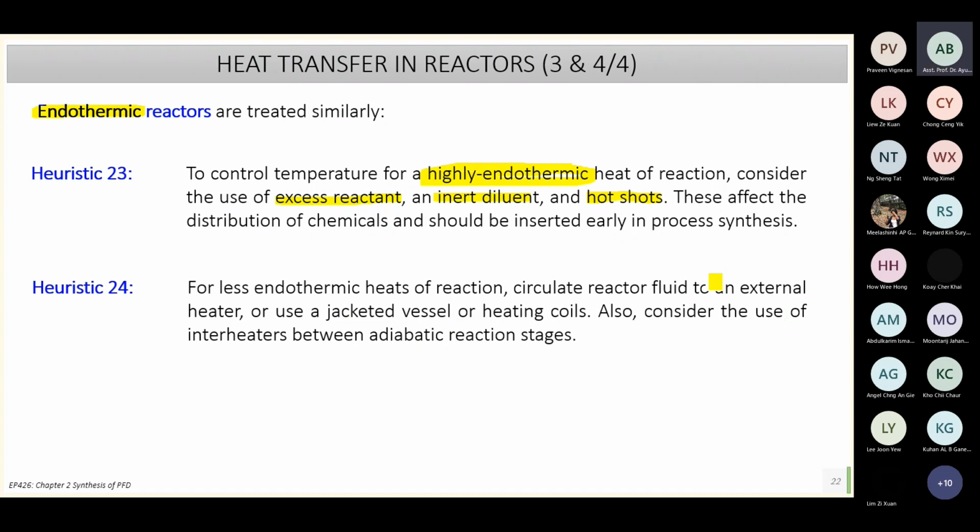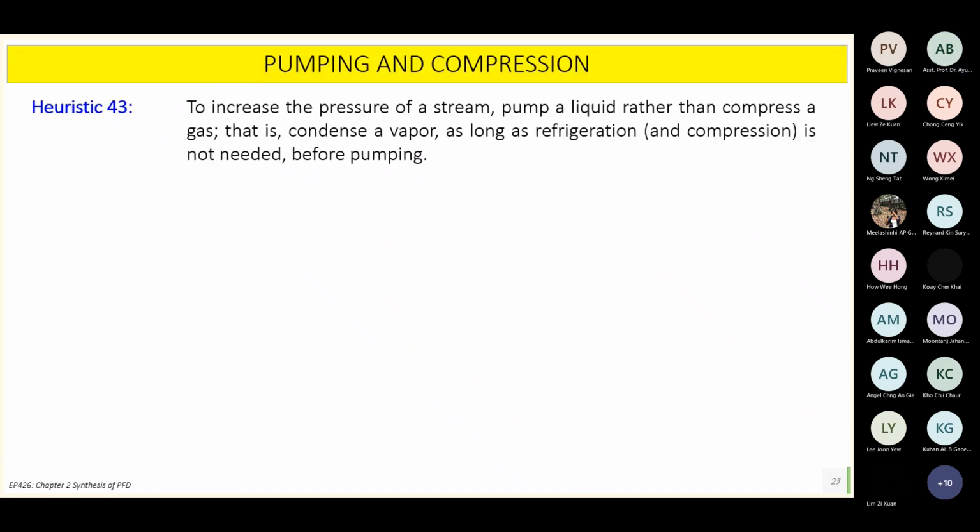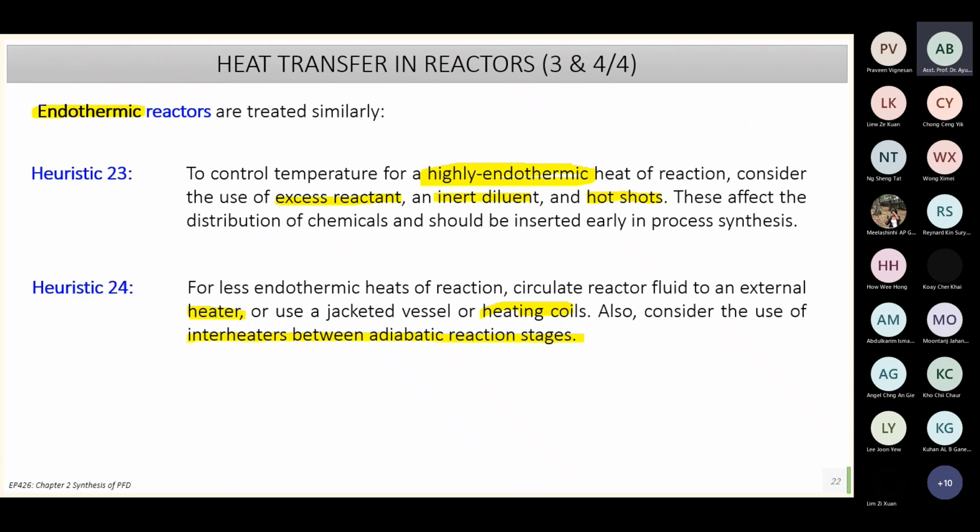Okay, for less endothermic, circulate the fluid to an external heater. Just now it was a cooler, now it's a heater. Or heating coils. Consider the use of interheaters between the adiabatic reaction stages. Instead of, for exothermic, just now where you needed to reduce the temperature and you put a cooler, now you put a heater.